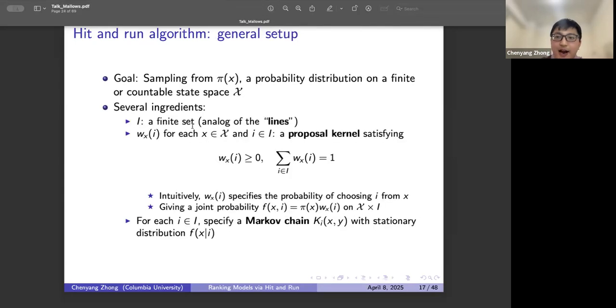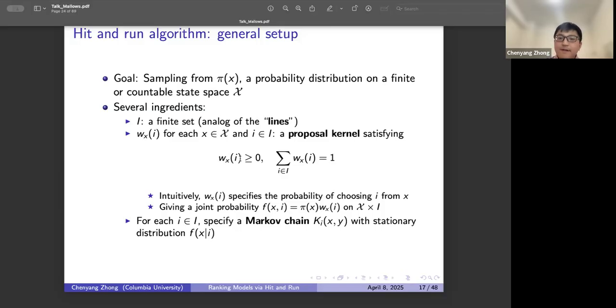Okay, and after specifying this set I, we are going to introduce a proposal kernel, which is roughly speaking a probability distribution that depends on x. This proposal kernel specifies the probability of how we can jump from x to i. Suppose we start from x, then we want to pick an element from this capital I, the analog of the lines, and this choice is specified by w_x(i), where w_x(i) is the probability of choosing i if we start from x.